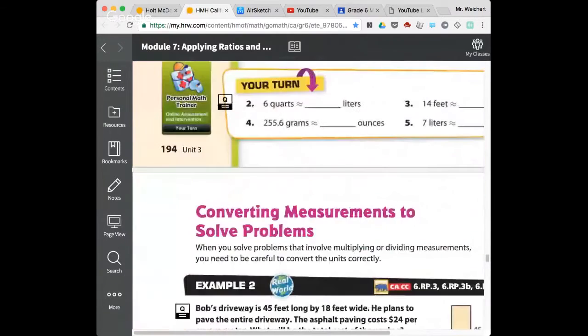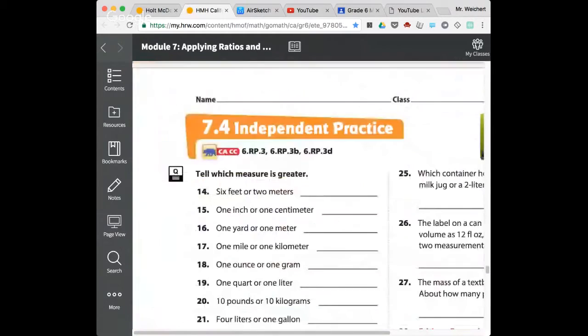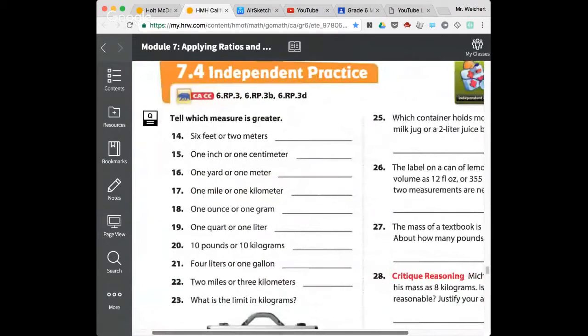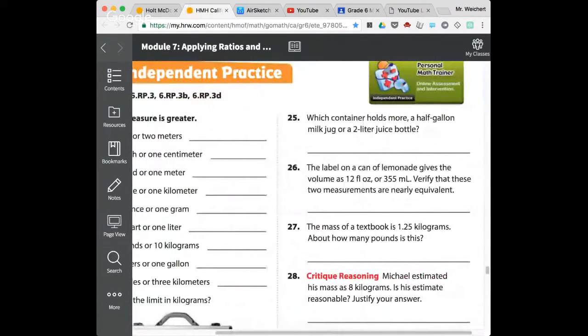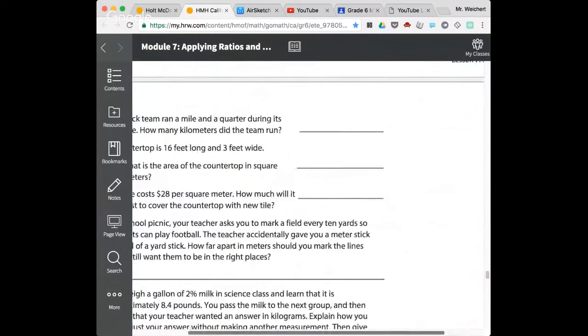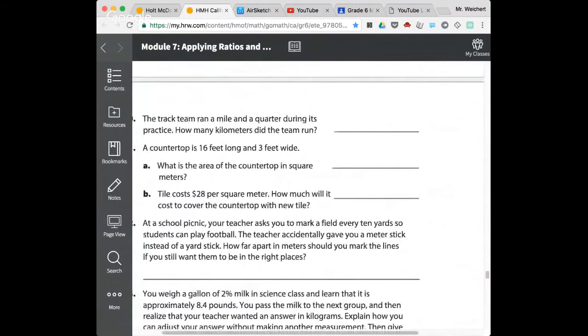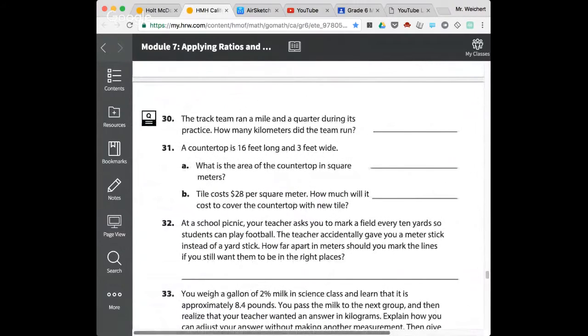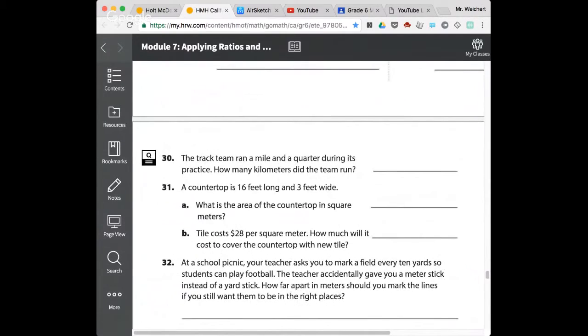I was thinking to go to independent practice if you guys are all right with that. And I want to do kind of a difficult one just so we can do that together. So I believe I'm on page, what is this, 198? Page 198.